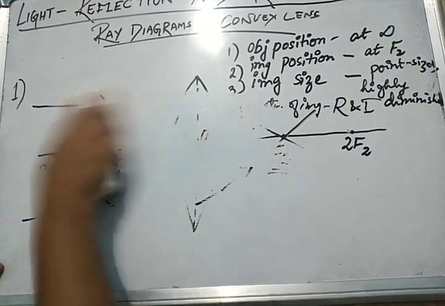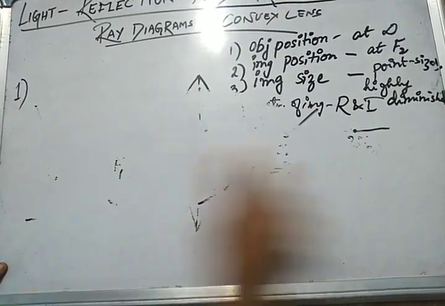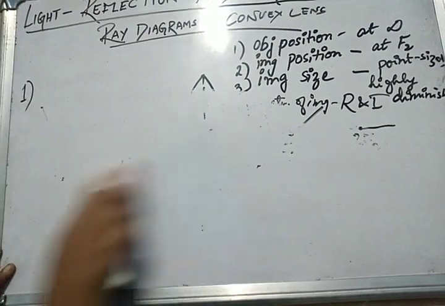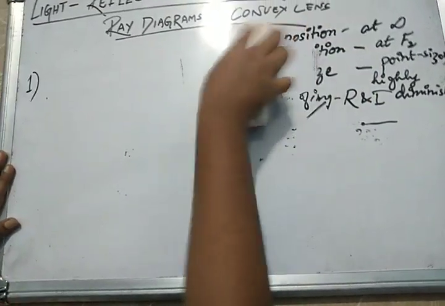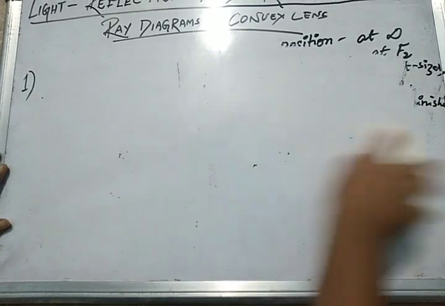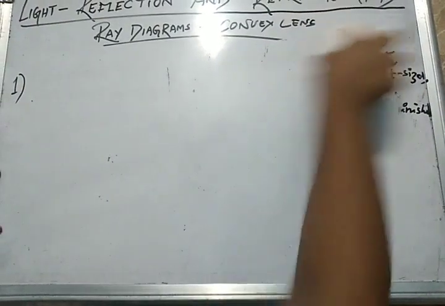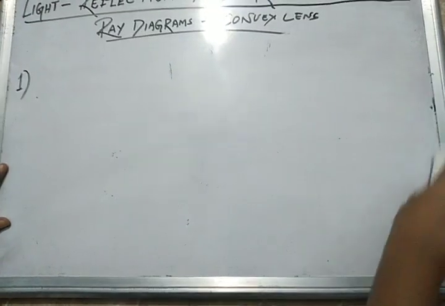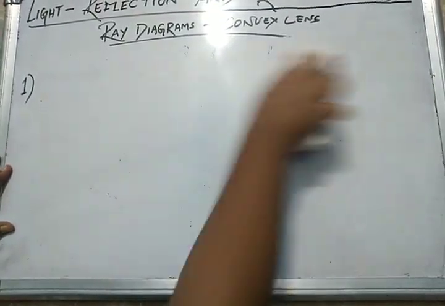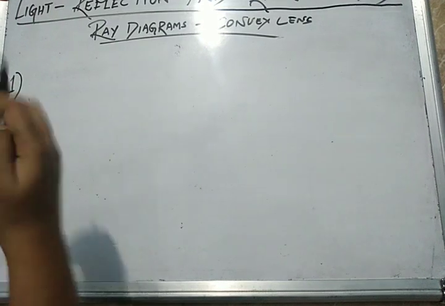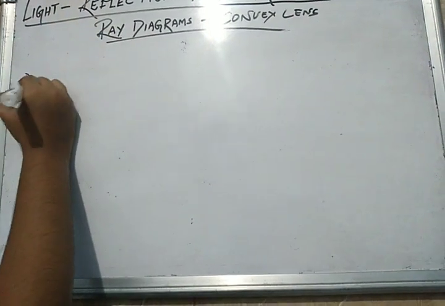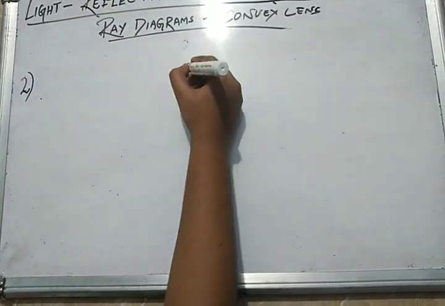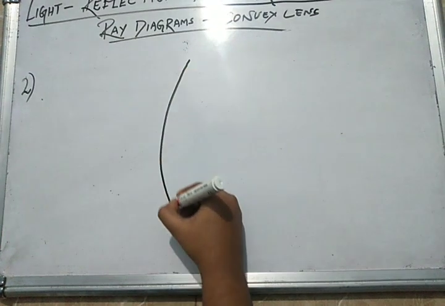Second ray diagram. In the second ray diagram, we will be bringing the object a little bit closer to the convex lens. Now I am teaching you about the converging lens, which is the other name of the convex lens. Now the second ray diagram. I take the convex lens.